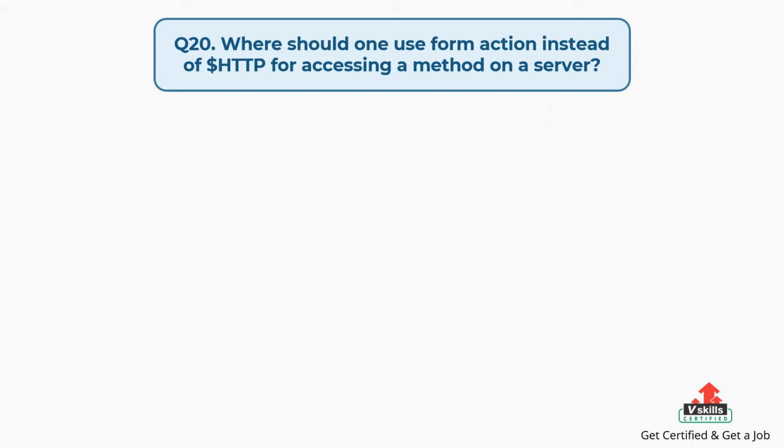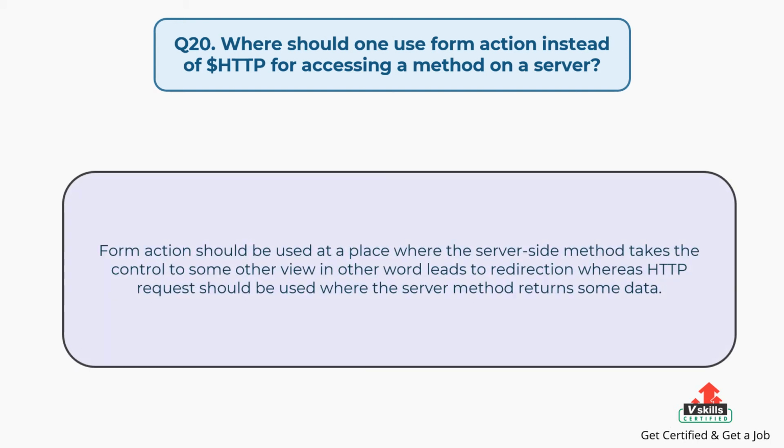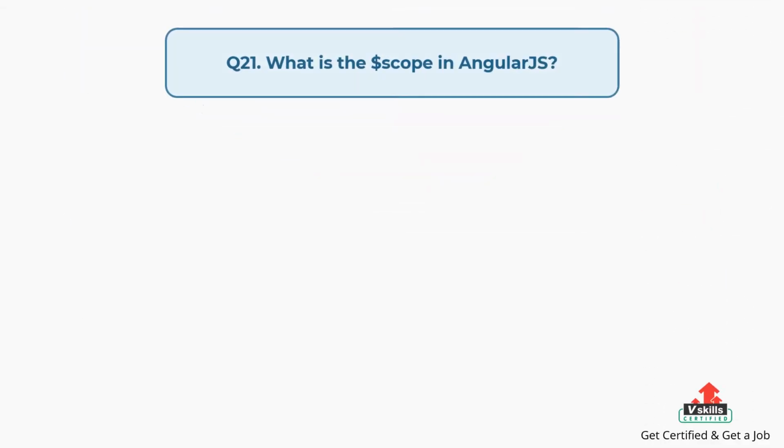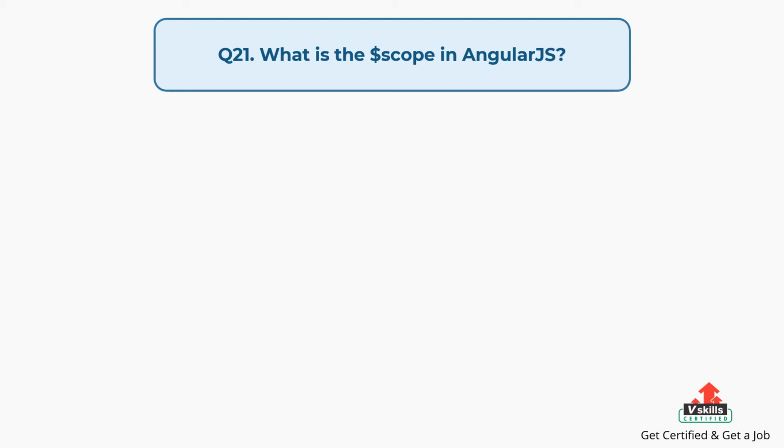Question number 20. Where should one use form action instead of HTTP for accessing a method on a server? The answer is: form action should be used at a place where the server-side method takes the control to some other view, in other words leads to redirection, whereas HTTP request should be used where the server method returns some data.